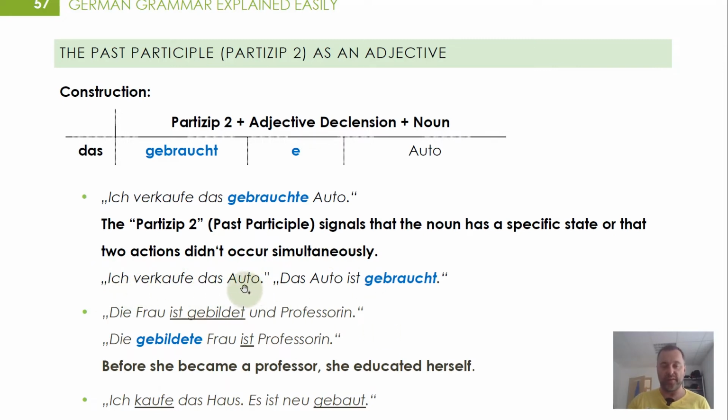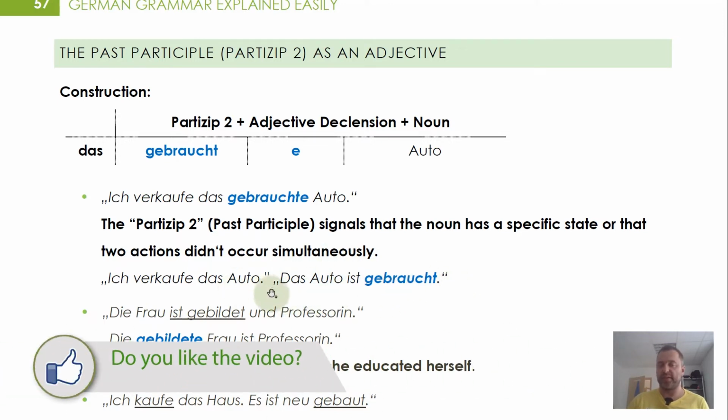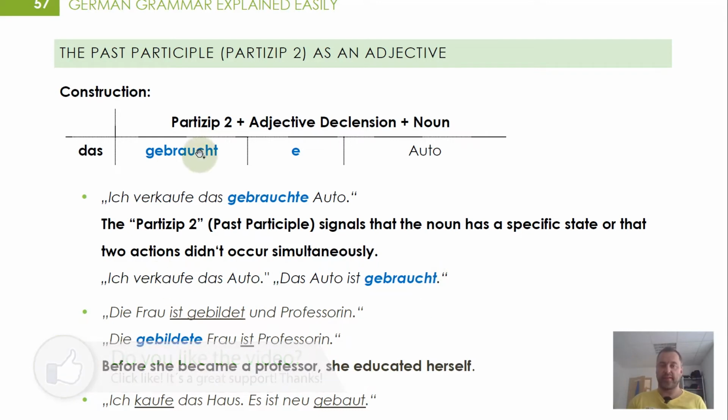You could also separate this into two sentences to make it more obvious for you. Ich verkaufe das Auto, so I'm selling the car. Das Auto ist gebraucht. The car is used. And that's the version where we combine those, because this is 100% correct, but it sounds redundant. Just the same it does in English. This is much better. I'm selling the used car compared to I sell the car is used. This is the better version in German as well.